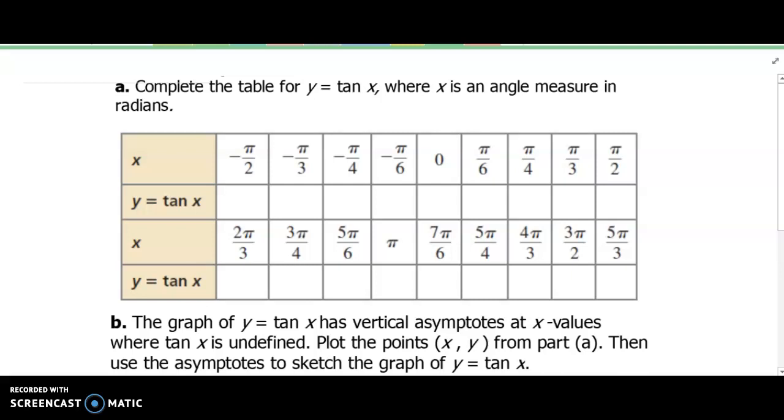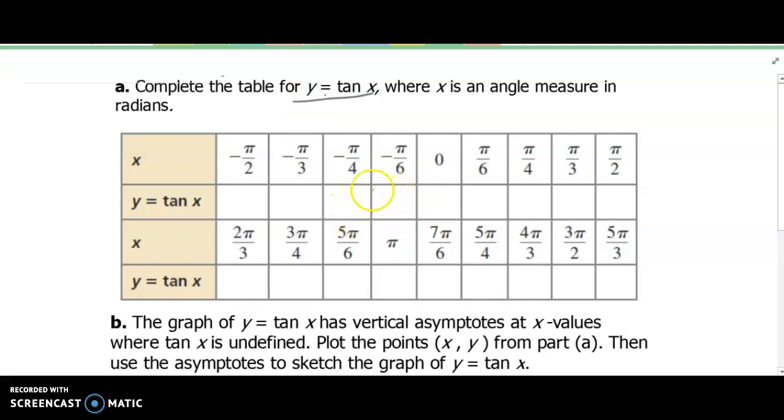Alright guys, so this is the video for section 9.5, and in this section we're going to be learning how to graph the parent function of tangent of x. Now we're not going to go nearly as far with tangent as we did with sine and cosine, so this should be a little bit more simple, especially if you can learn what the parent function looks like. So first we're going to find what the parent function y equals tangent of x looks like.